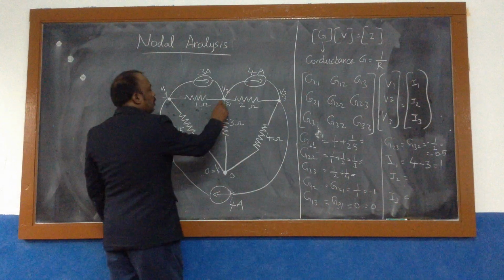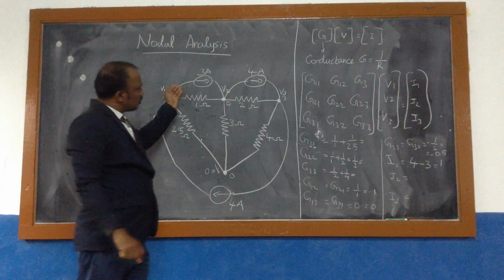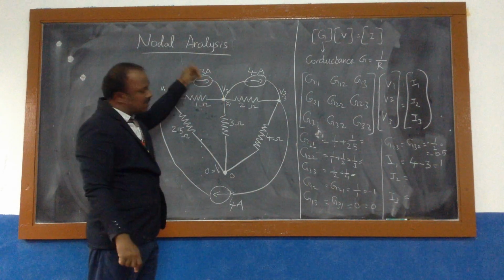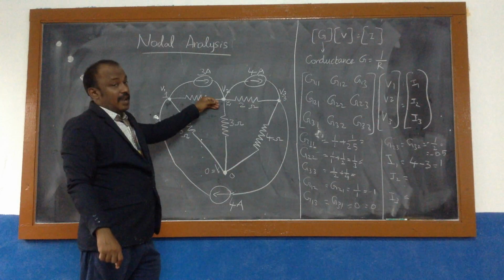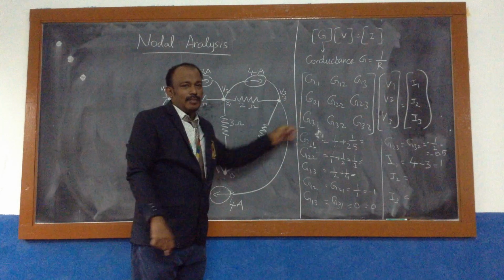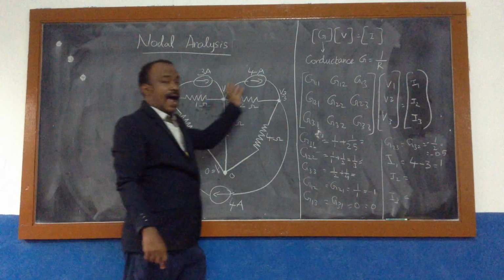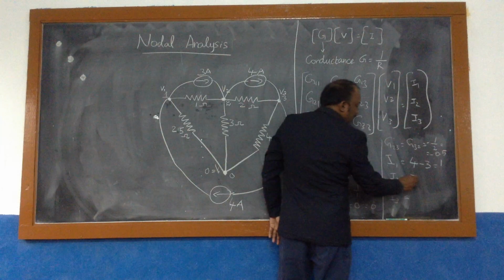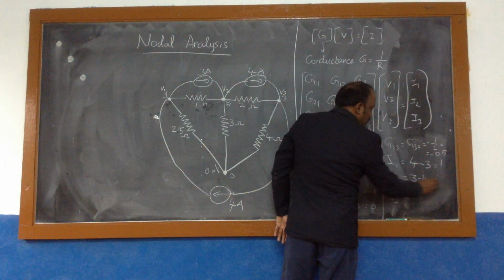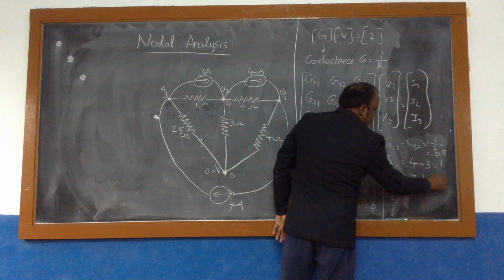I2, when you see node number 2, what is incoming to this node? Towards this node, 3 amps is coming. At the same time, from node 2, 4 amps is leaving, moving away from that node. So 3 minus 4. Incoming is 3, outgoing is 4, which is equal to what? Sorry, minus 1.